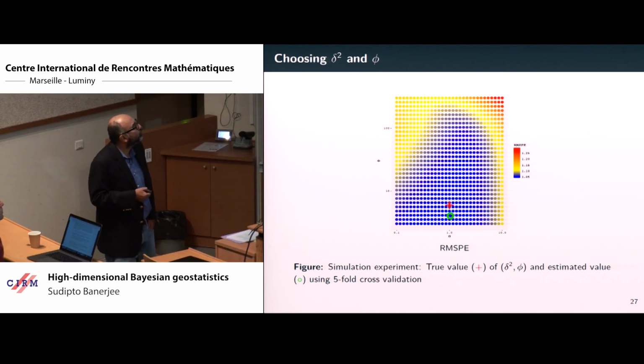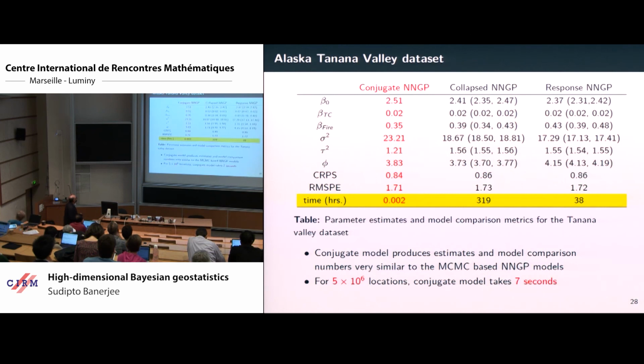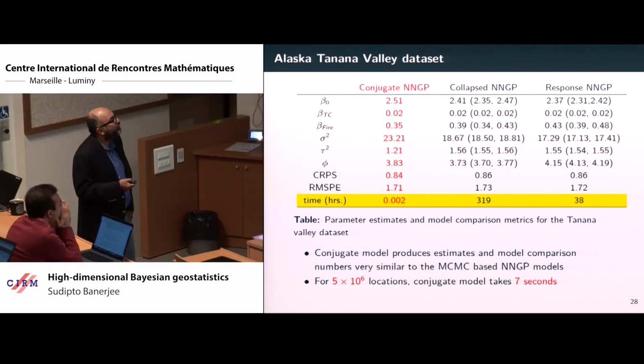I do a cross-validation on a grid of delta squared and phi, and I look at the root mean square predictive error, and I take the optimal value that minimizes that. I can do this using a multiple fold cross-validation. Quick result here. If you look at the full MCMC version of the collapsed NNGP, which basically means take the full latent process model, marginalize out the random effects, and use a sparse Cholesky decomposition, you have about 319 hours to run this.